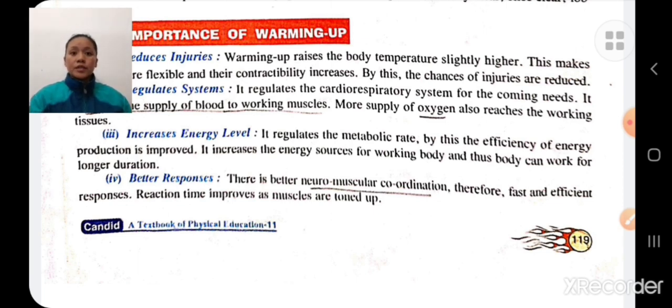Improve concentration. If we do warming up, it will make us psychologically ready for the competition. It makes us mentally ready. Therefore, our concentration will be improved. Increase perfection. If we do warming up, our skill, technique, tactics will be perfect.